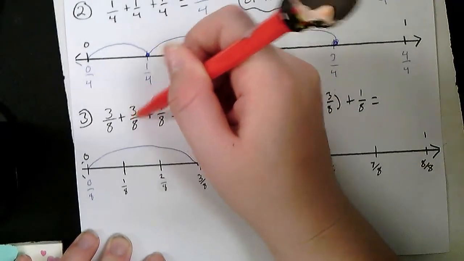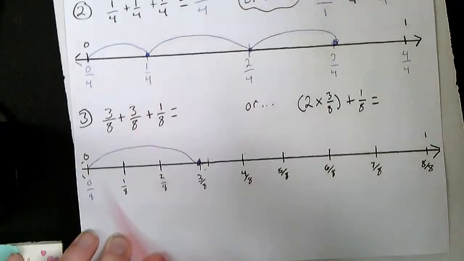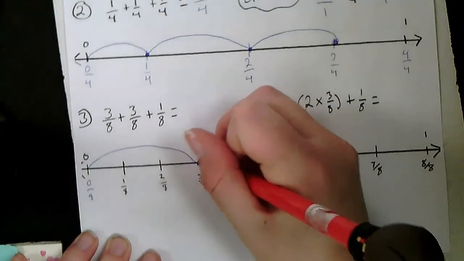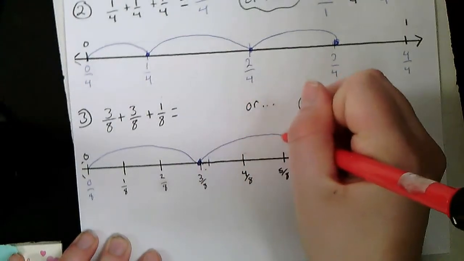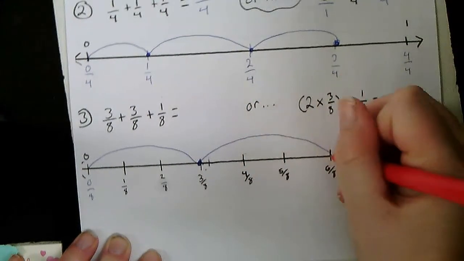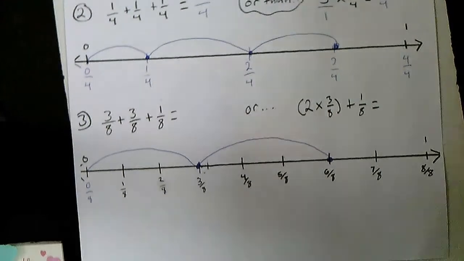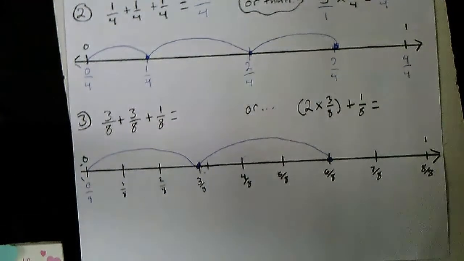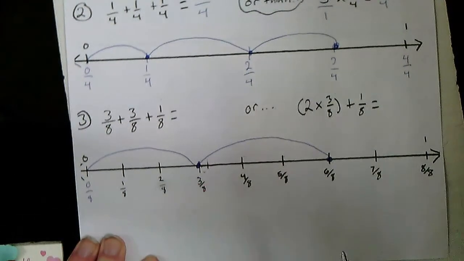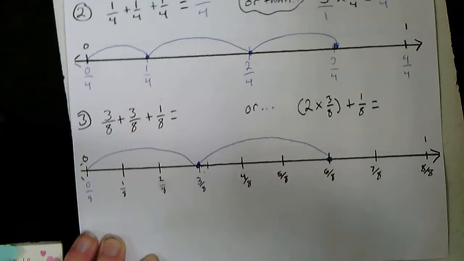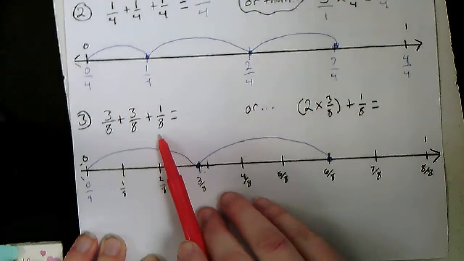So this number up here, the numerator, tells me how many spaces I need to move. So if I'm moving 3/8, I need to go ahead 1, 2, 3 spaces. And I can even tell by the numerators that I moved ahead 3 spaces. So you can see that 3 plus 3 is 6. And I can see that I go 1, 2, 3 spaces ahead to get to that 6. Now I still need to add 1/8 though.